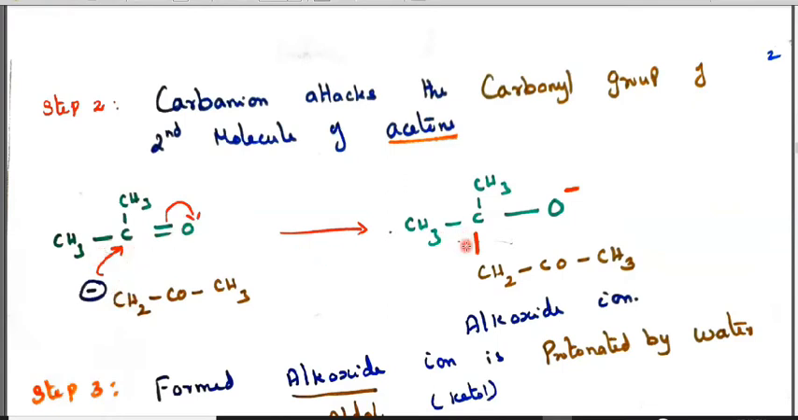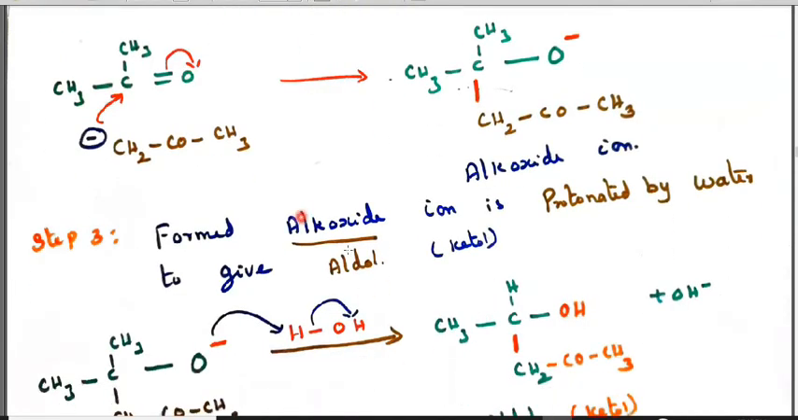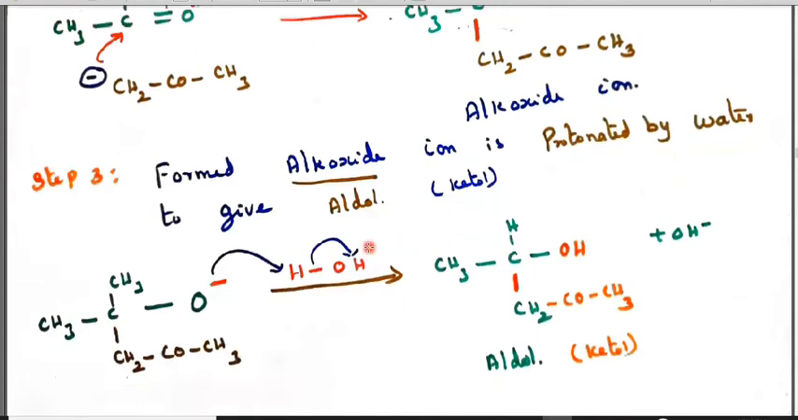So I have written here, a new bond is formed between carbon and carbon. So CH3, C, CH3, O minus, and a single bond to CH2, CO, CH3. The general formula is an alkoxide ion. Then the formed alkoxide ion is protonated by water to give aldol. It may be called a ketol because a ketone is involved, so it is called ketol. Generally it is an aldol.